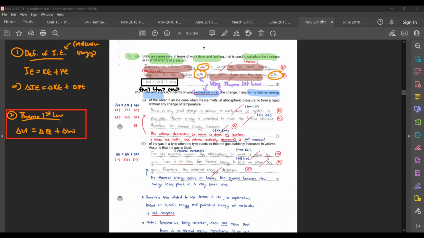Now, for the first situation that you have here, what is the internal energy change of water in an ice cube when ice melts at atmospheric pressure to form liquid without any change in temperature? Okay, so let's just consider this first. If say for example you had ice, this one is ice, it melts to become water.